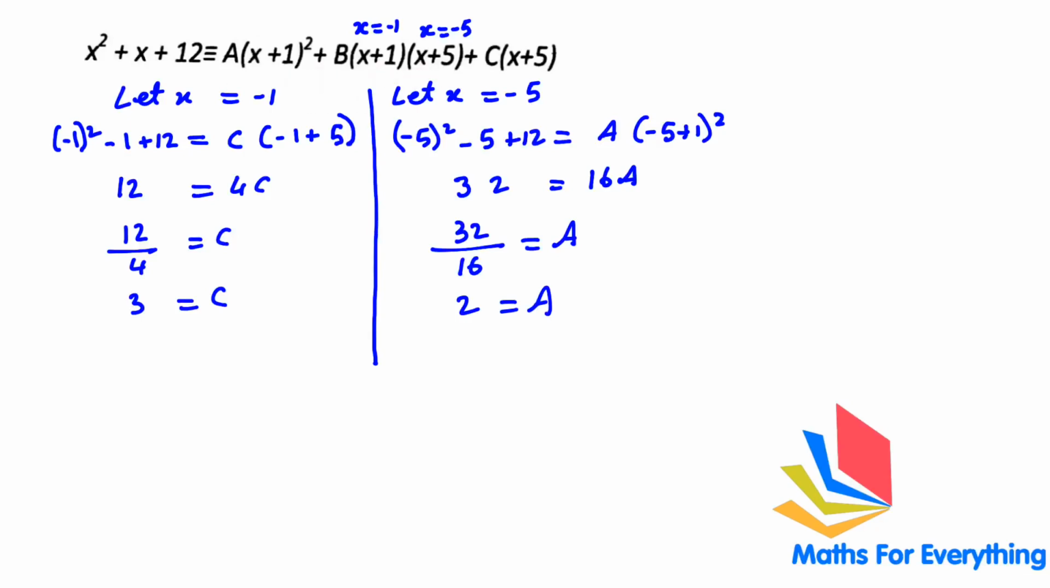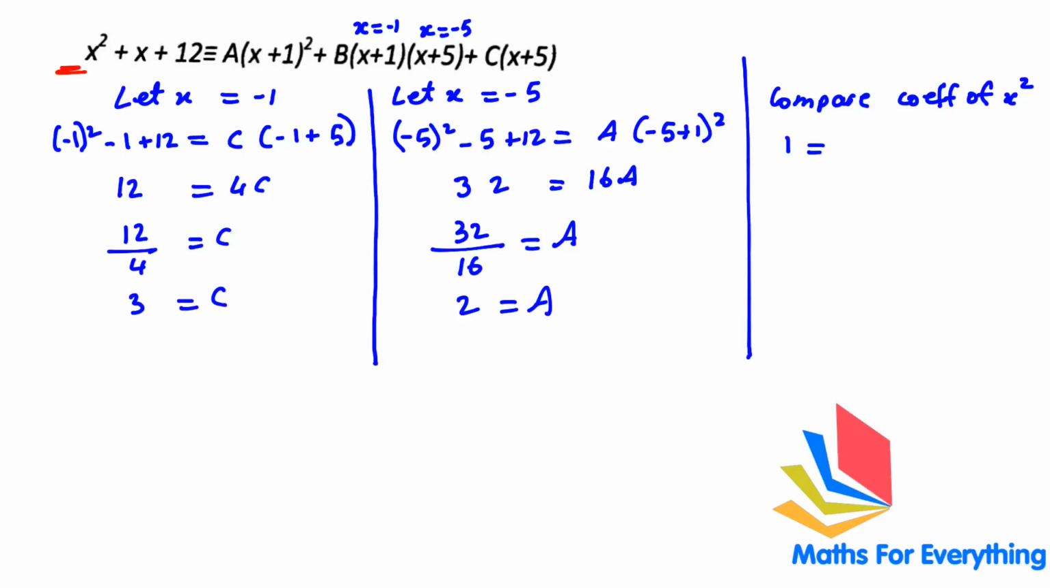What is the highest power of x? We can see that it is x squared. If you expand this bracket, you are going to get x squared. So we are going to compare the coefficient of x squared. Let's see what is before x squared here. There's no number. That means there is a 1 there.